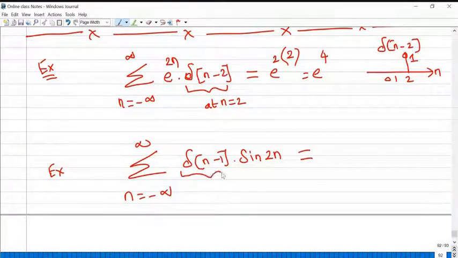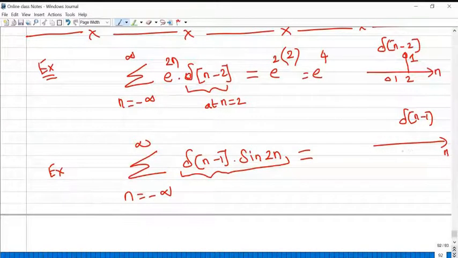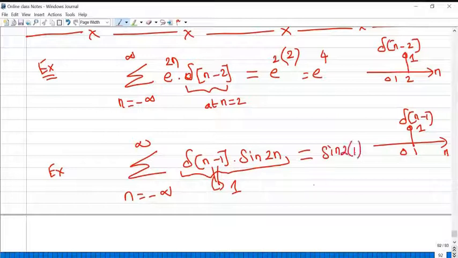The product del of n minus 1 times sine 2n is non-zero when del of n minus 1 is non-zero. For the sketch of del of n minus 1, at n equal to 1 the magnitude of the signal is 1. Exactly at n equal to 1 only, this product is valid. So at n equal to 1, this particular term becomes 1. So the result is sine of 2 times 1, that is, sine 2.